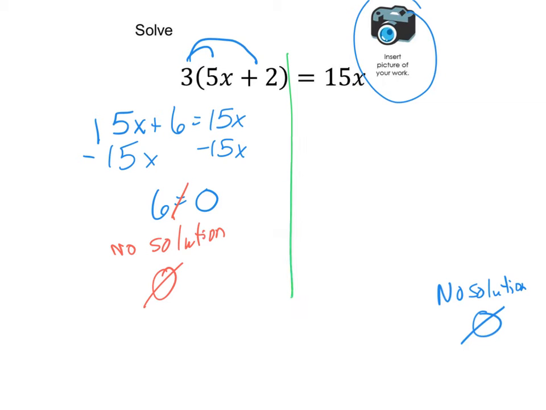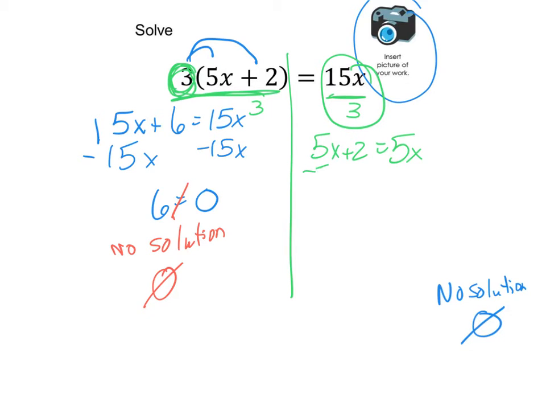Another way I can solve it is, this is one term, this is another term. Outside here I see this 3. I can divide every term by that number. So that leaves me with, on my left hand side, 5x plus 2 equals 15 divided by 3 is 5. Don't lose my x. Now I'm going to solve for my variable, collect all my variable terms on one side, and I get a false statement. 2 is not equal to 0. So my answer is no solution. Like that. Okay, make sure you insert a picture of your correct work.